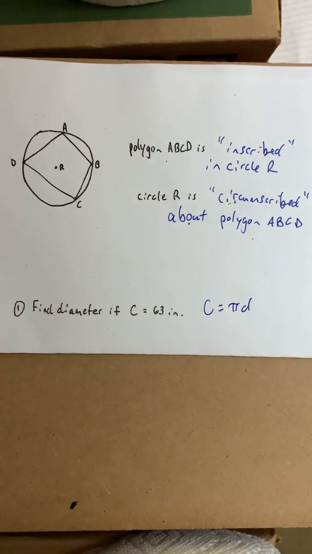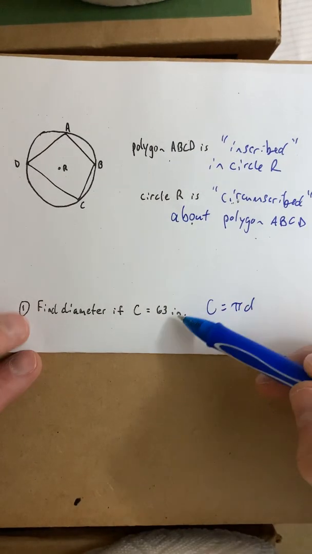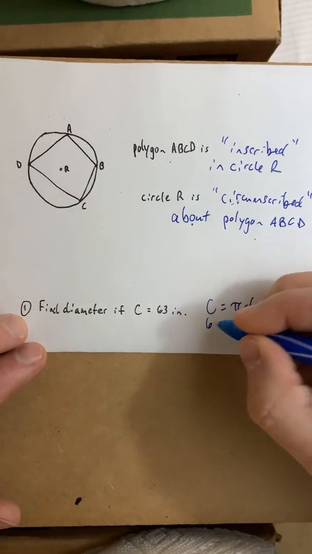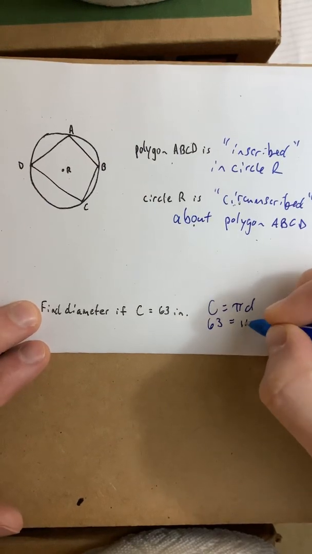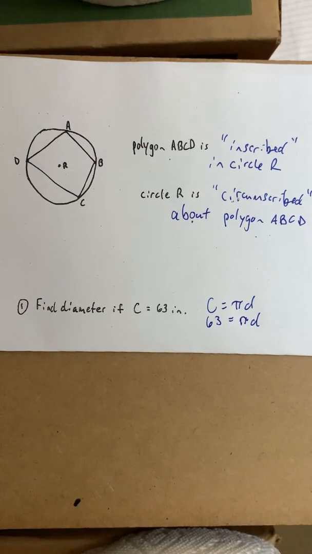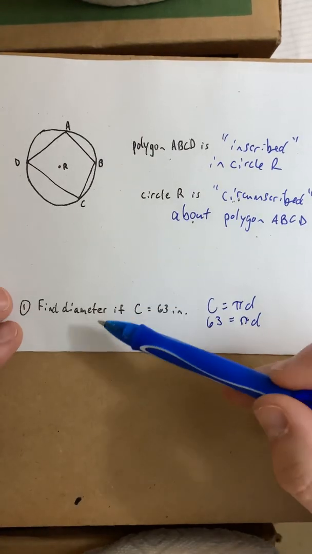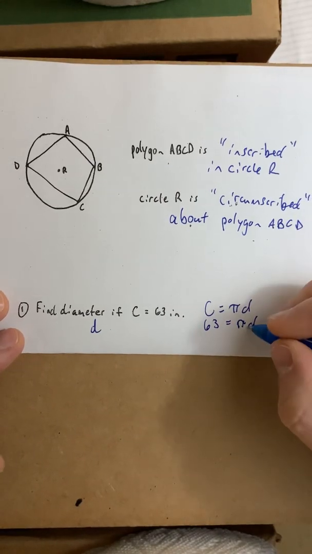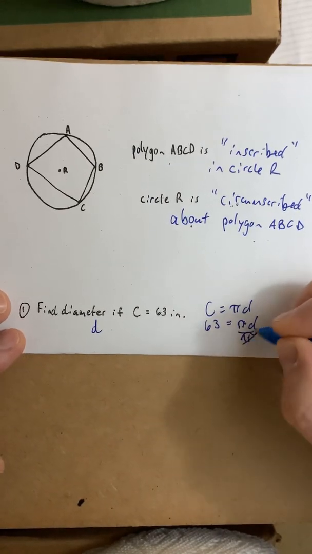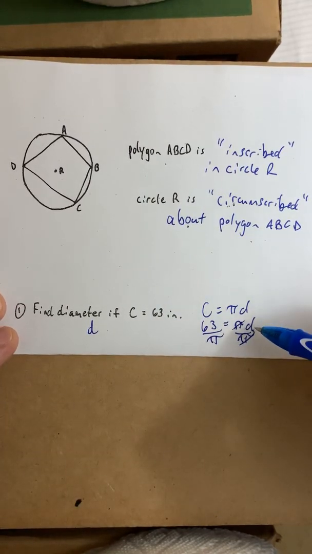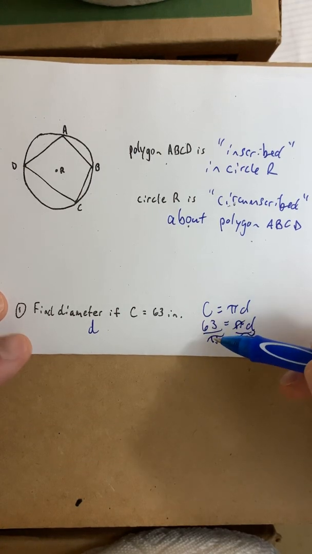And let's go ahead and substitute what we know. Well, we know the circumference is 63 inches, so let's replace C with 63. Now, it doesn't specify approximate or exact, so we'll just go ahead and do both. We want to find the diameter, which is D. So to isolate D, just divide both sides by pi. It'll cancel on the right, and you'll see that the diameter is equal to 63 over pi.